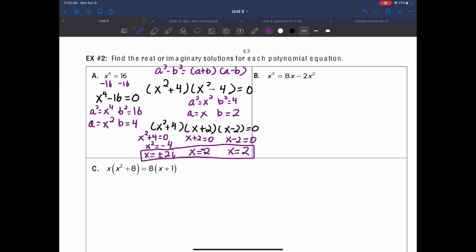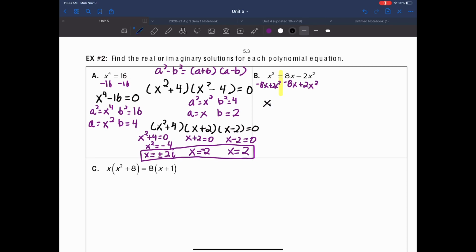All right, part B, we have x cubed equals 8x minus 2x squared. Well, first of all, I've got to get all those terms on the same side. So I'm going to have to use my knowledge of inverse operations and get all that stuff to the other side. So let's subtract 8x from both sides. And then I'm also going to add 2x squared to both sides. I want all of my terms on the same side.